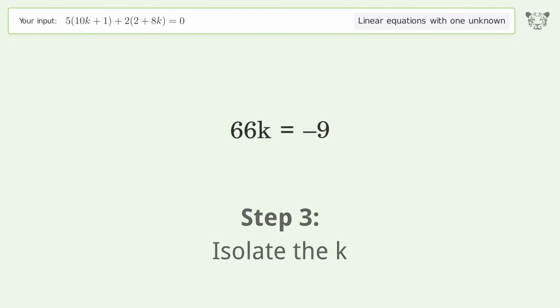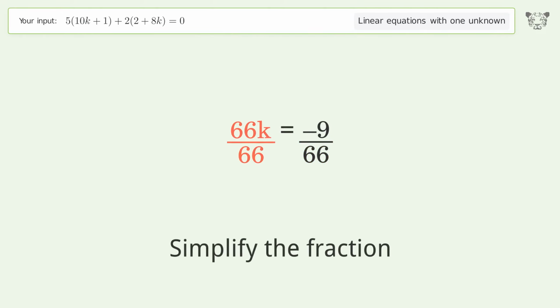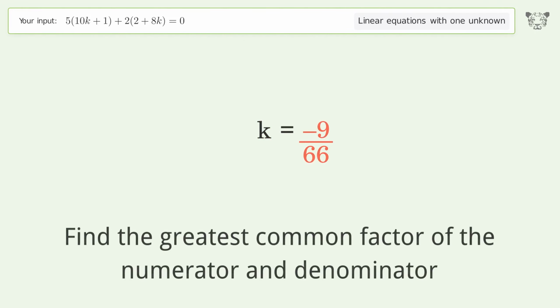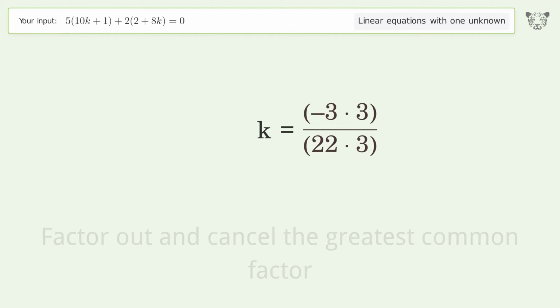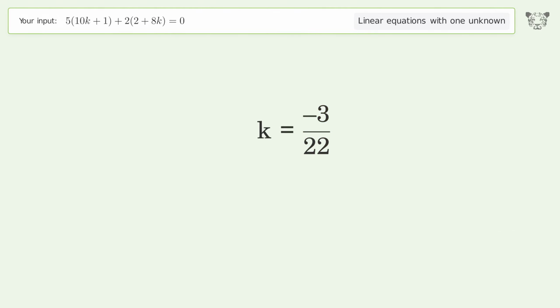Isolate the k. Divide both sides by 66. Simplify the fraction. Find the greatest common factor of the numerator and denominator. Factor out and cancel the greatest common factor. And so the final result is k equals -3/22.